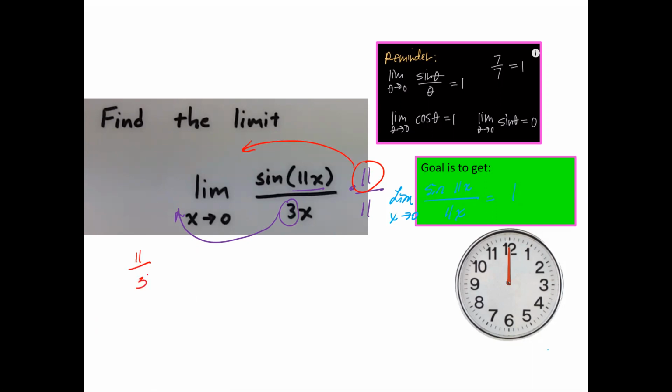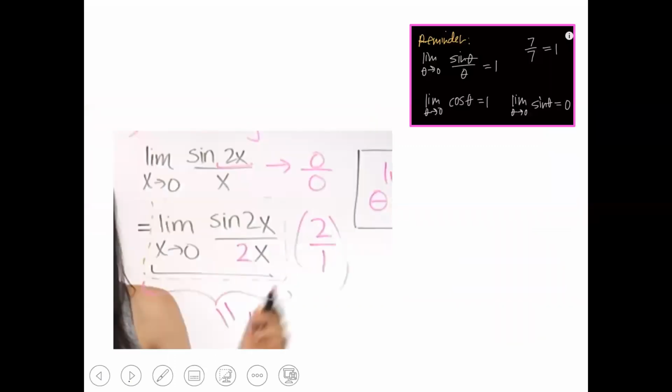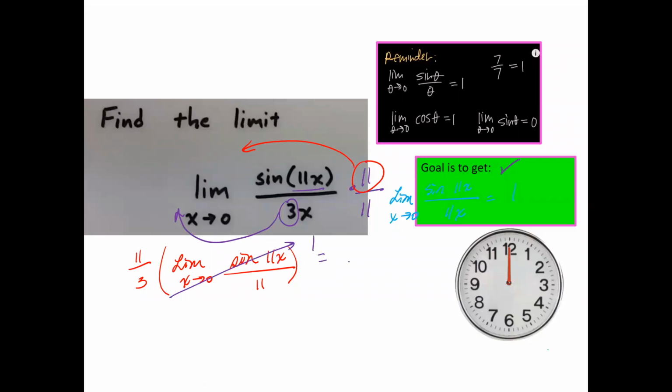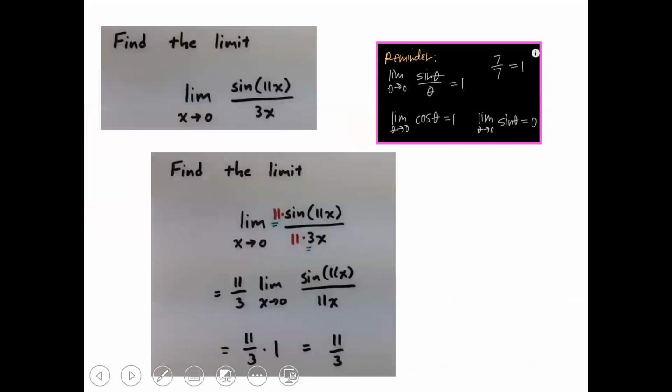So I have 11 over 3, limit as x approaches 0, sine 11x over 11x. And ta-da, that is achieved. Goal, check it off, done, boom. So this entire thing then becomes a 1. And so what is your answer then? It is going to be 11 over 3. Hope you guys are keeping up. All right, next one.